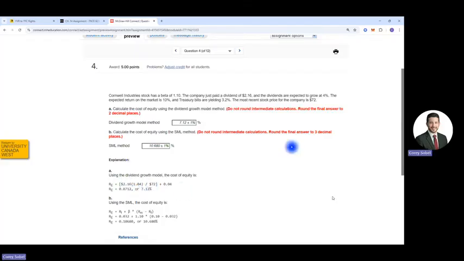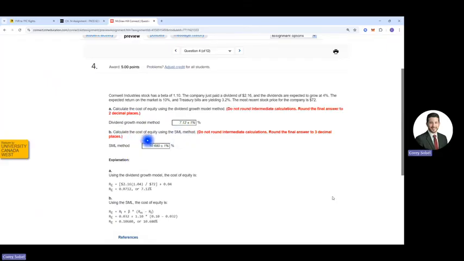I'm going to divide it by the recent stock price, the P0, which is 72, and then add the growth rate. I'm literally just plugging things into that formula. The formula is D1 divided by P0 plus g, which is the growth rate. I'm going to get 7.12%. So if I'm asked to calculate the cost of equity using the dividend growth model, I'm going to want to show my work using that formula, and I would come up with 7.12%.